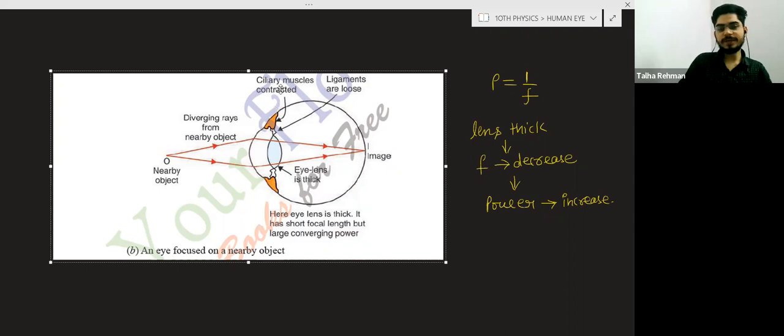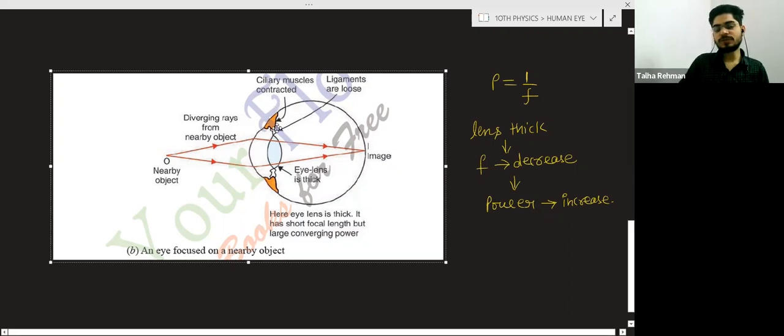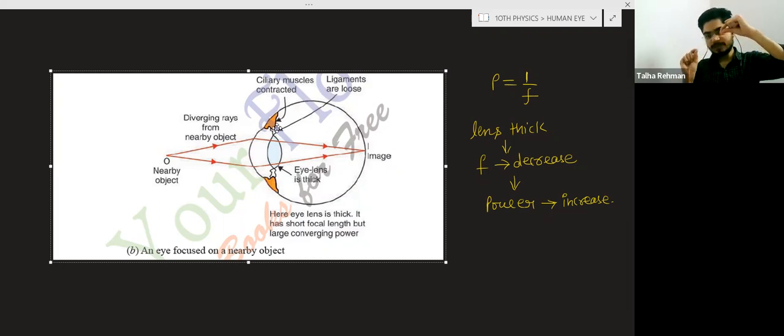So here the ligaments are loose. Okay, ligaments are loose so that the lens becomes thick. If the ligaments are stretched, then the lens becomes thin. Focal length will increase at that time.